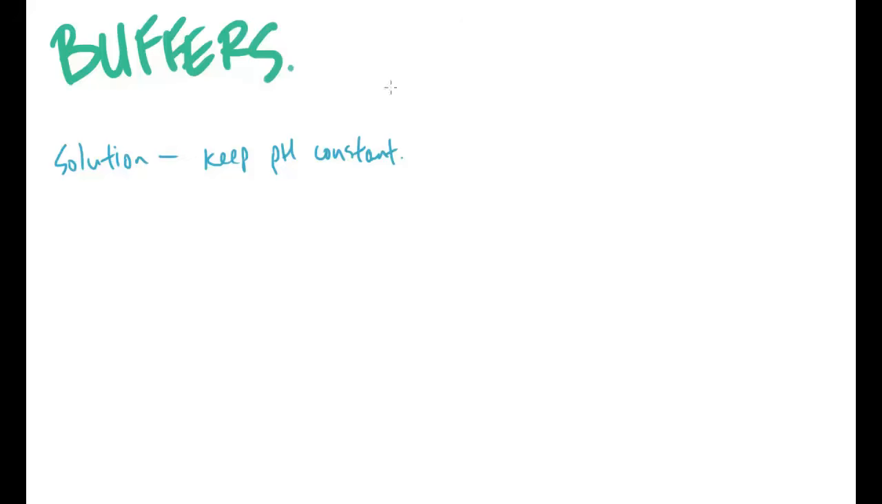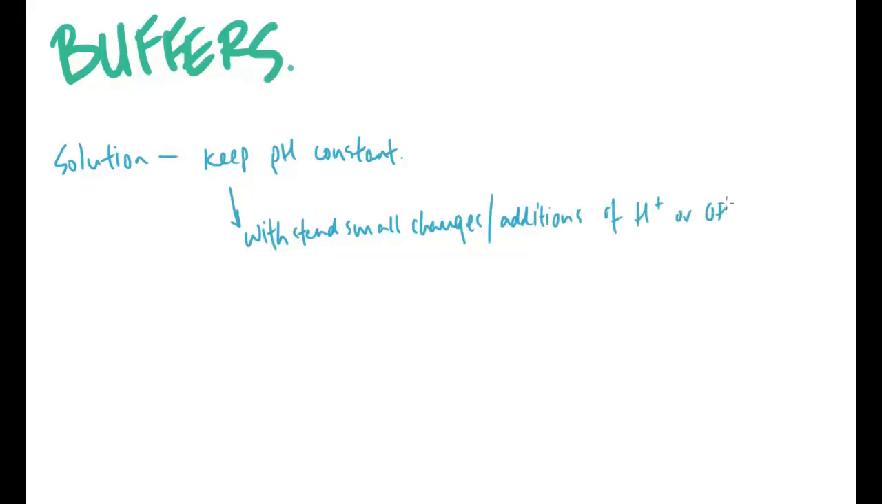Now, this isn't going to keep a pH constant forever. It's going to withstand small changes, or rather small additions of acid or alkali. So we are talking small additions, though. We can't be adding litres and litres. If you've got a 50 centimetre cube buffer solution and you add a litre of acid to it, you're going to break the buffer, and it's not going to keep that pH constant. We're talking small amounts that otherwise would change the pH quite drastically, but the buffer helps to reduce that.